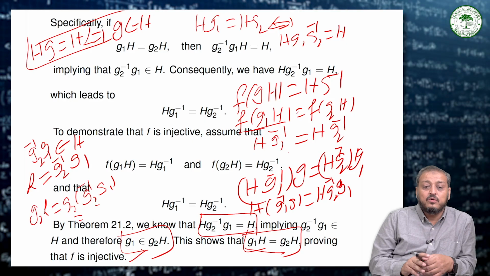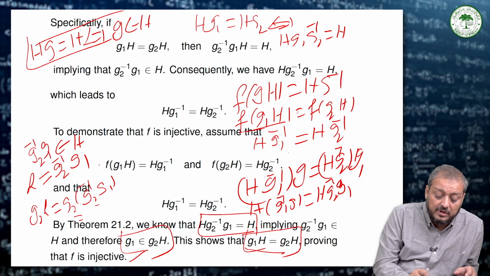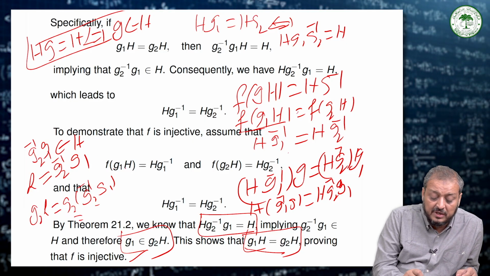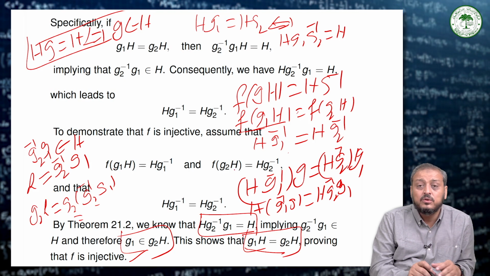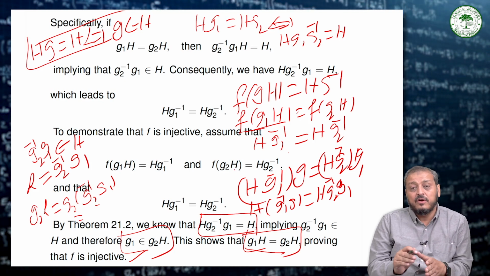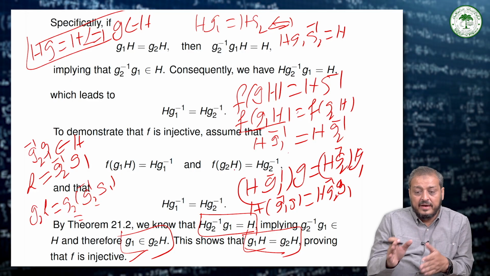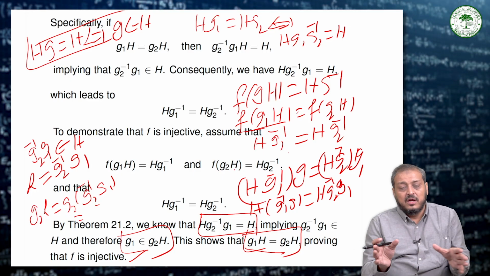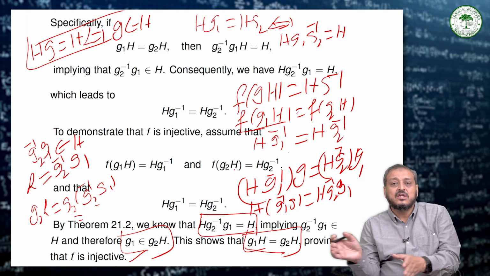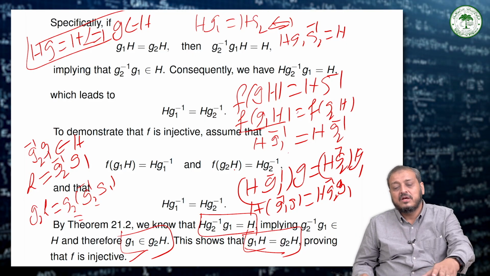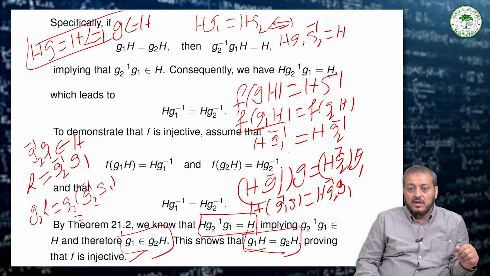So we have to clearly show that if we take f of g1H1 equal to f of g2H2, then we have to show that g1H and g2H are the same. If the images are the same, then the elements are also the same, so we clearly show that this is injective.